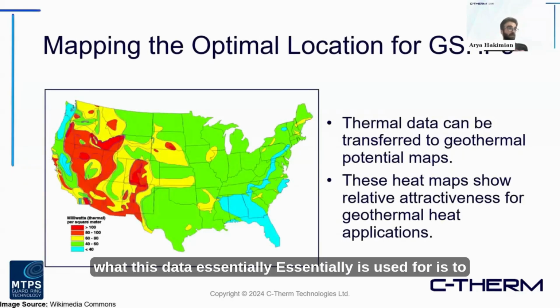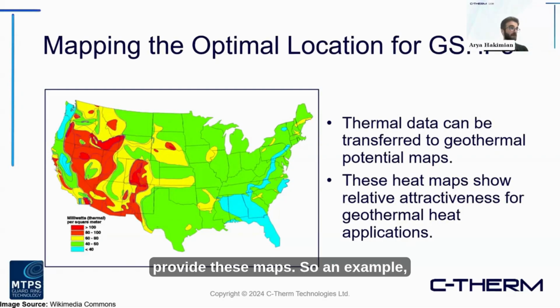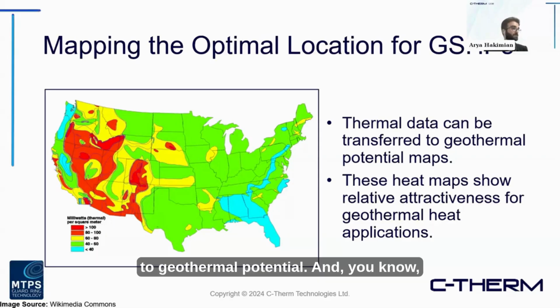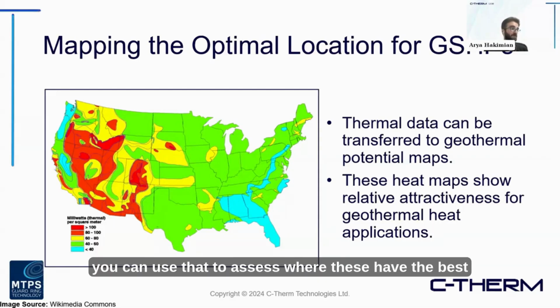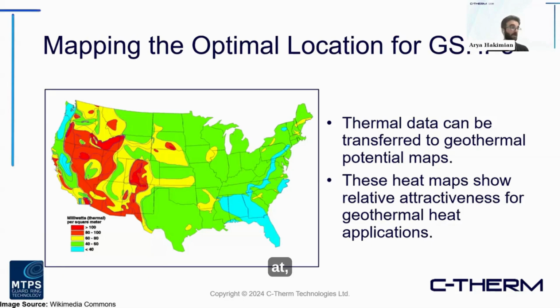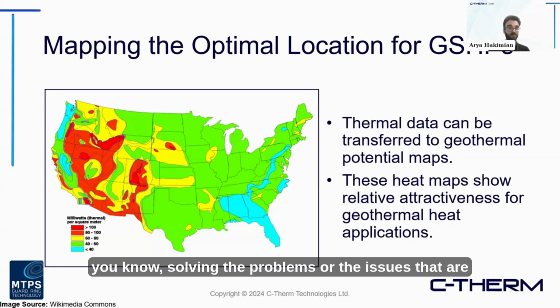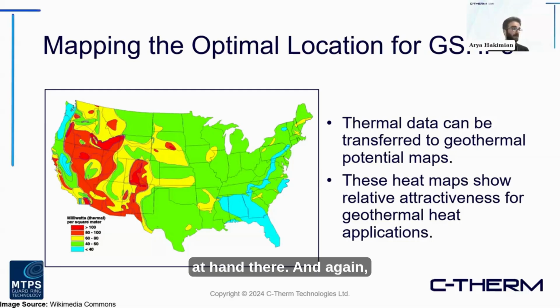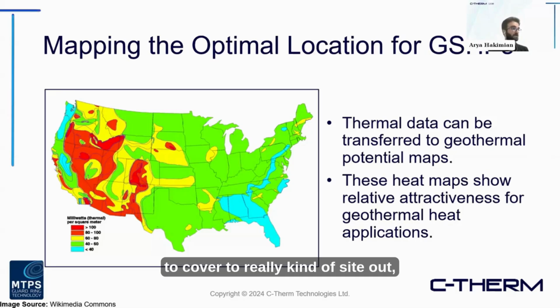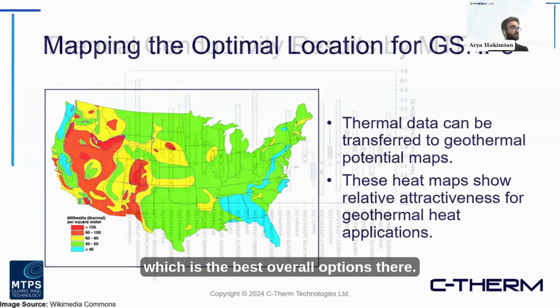And again, what this data essentially is used for is to provide these maps. So as an example, that thermal data that is obtained can then be transferred to geothermal potential. And you can use that to assess where these have the best fit, where they're most attractive, to see if introducing these into these areas is going to be effective at solving the issues at hand there. And again, with geothermal popping up around the globe, there's a lot of land to cover to really site out which are the best overall options there.